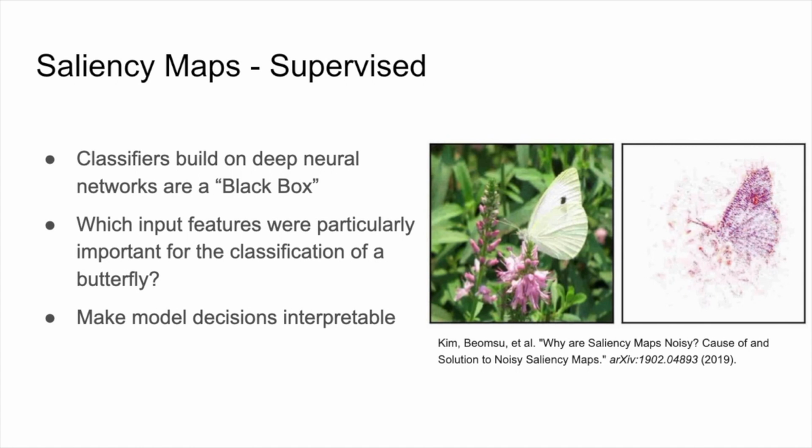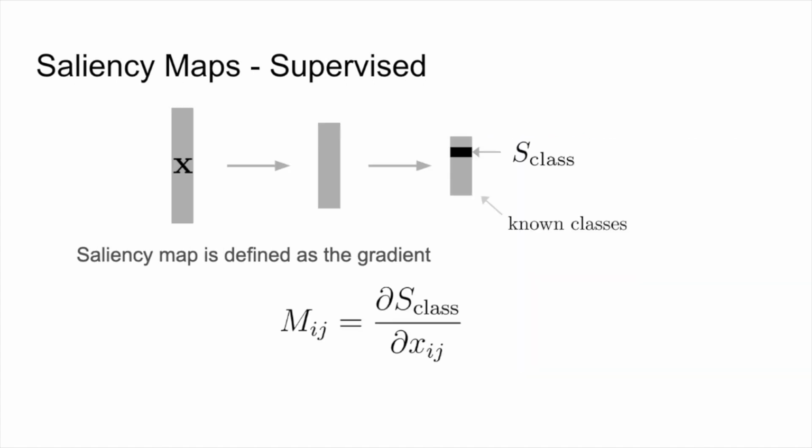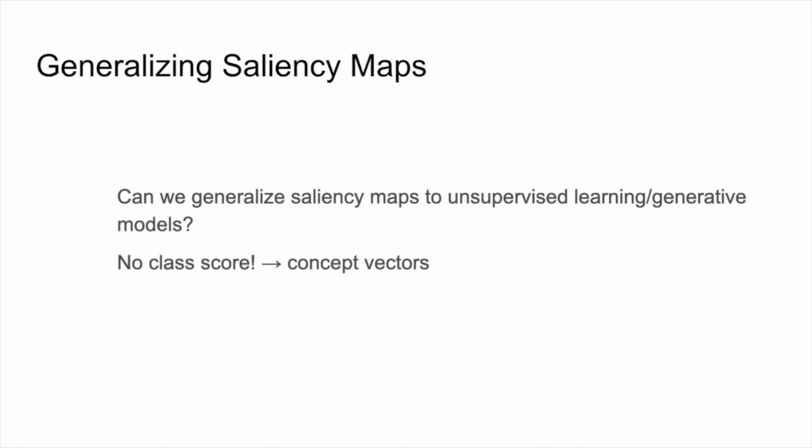The basic problem is that, especially in deep learning, it is not immediately clear which input features most strongly influence a decision made by the model. And this is usually done by calculating the gradient of the class score with respect to the input features, where the class score is the activation of the neuron in the prediction vector that encodes the class of interest.